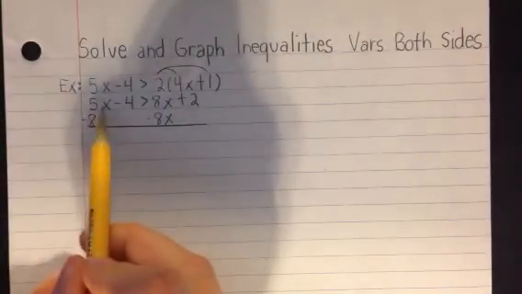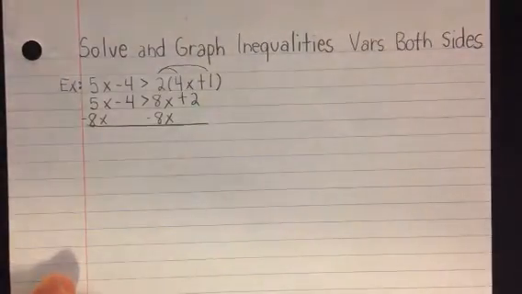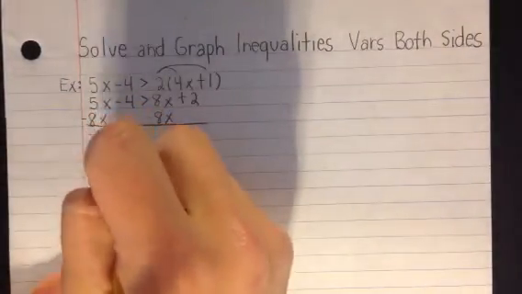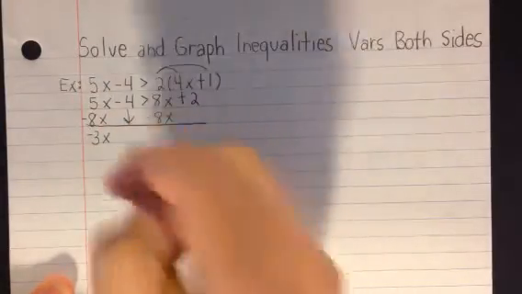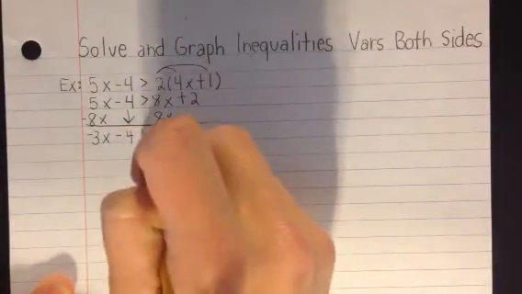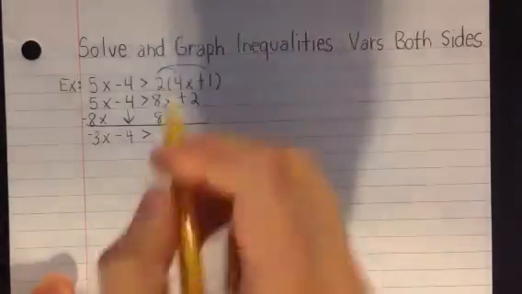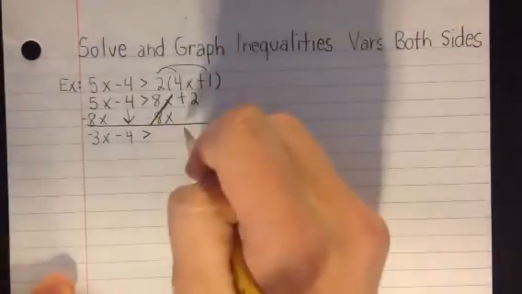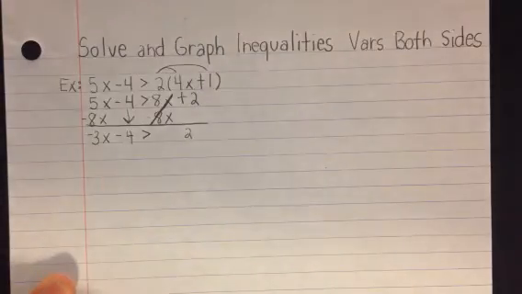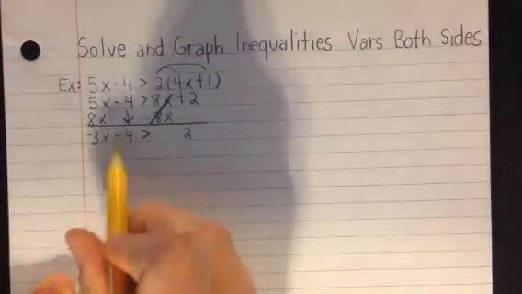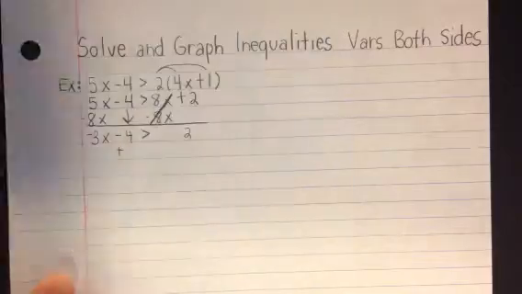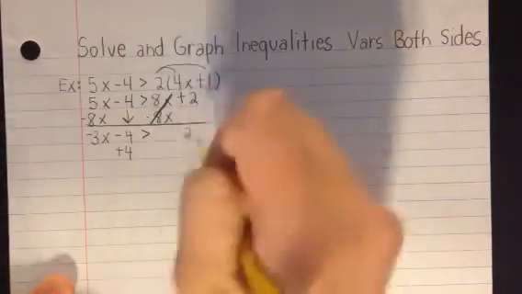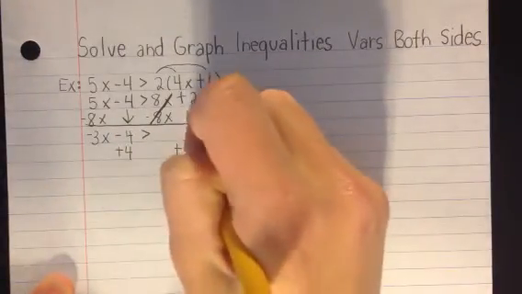So on this side we get 5x minus 8x, which is negative 3x. Drag down the minus 4, greater than the 8x minus 8x cancels to 0, drag down the 2. Alright, now we need to get this number on the right. Since it's minus 4, we need to add 4 to both sides.